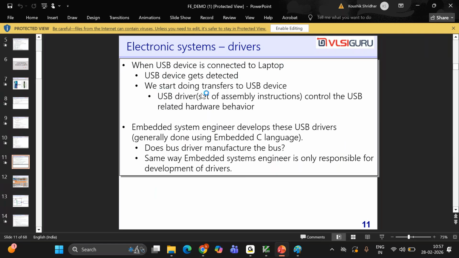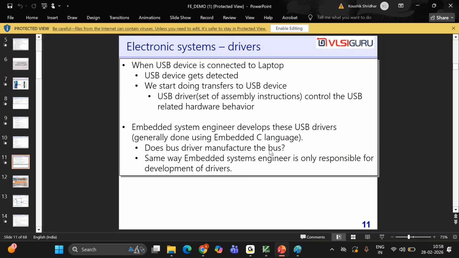Then we start doing transfers to the USB device. So what are USB drivers? USB drivers are nothing but a set of assembly level instructions which control the USB related hardware behavior. So what is a driver? A driver is nothing but assembly level instructions which control the hardware behavior. That's it. In the same way, keyboard drivers and display drivers will be there. Embedded system engineers develop these USB drivers, generally using the embedded C language.